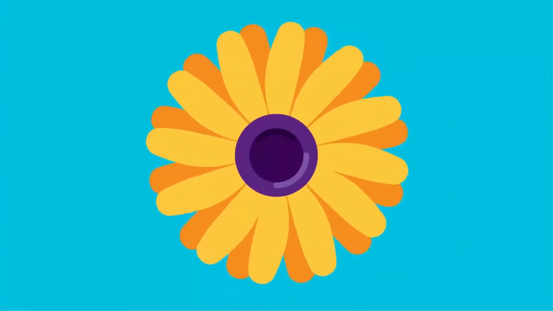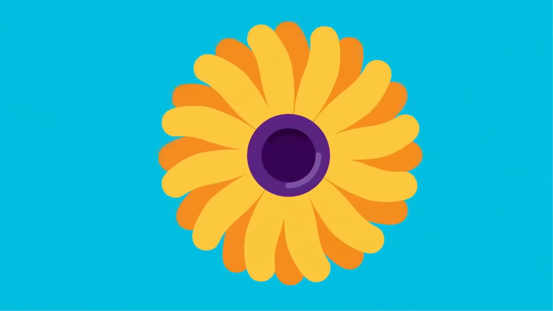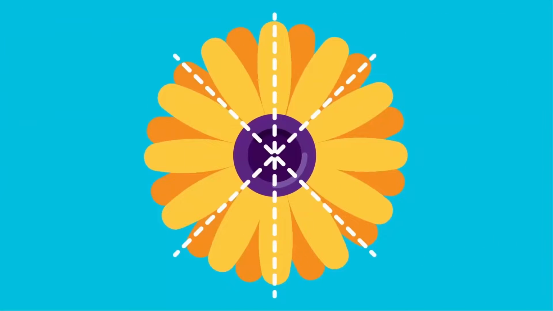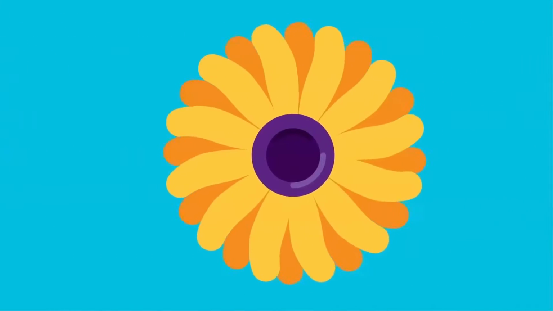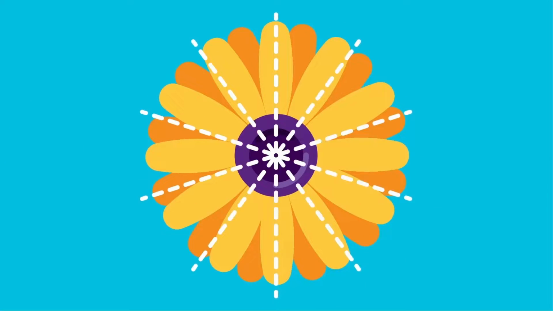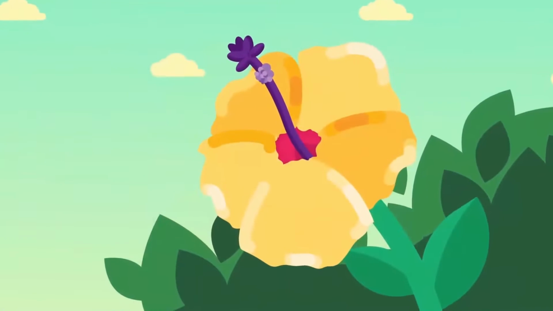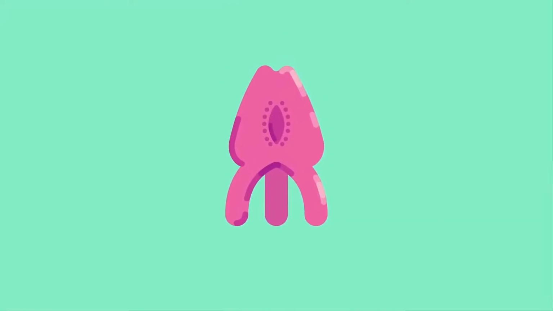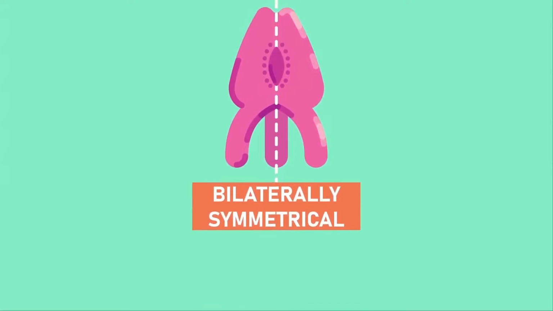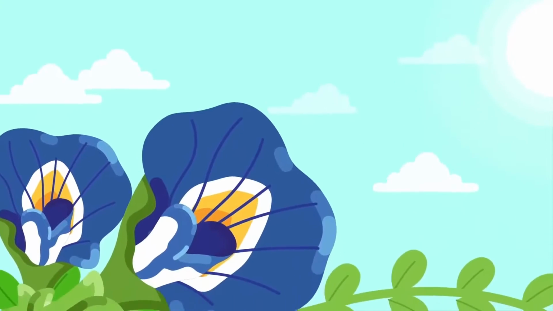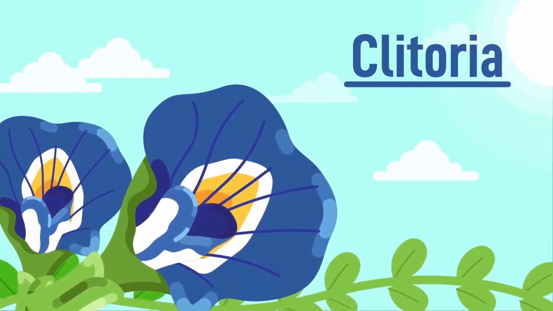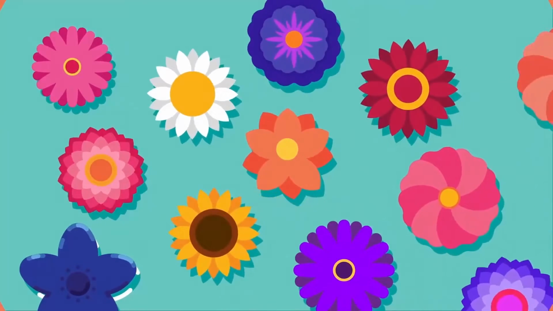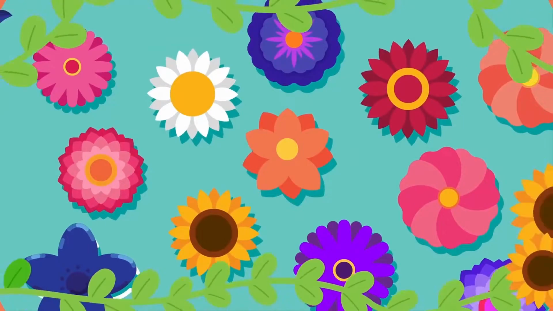Flowers which can be divided into two equal halves along more than one longitudinal plane, passing through the center of the flower, are regular or radially symmetrical flowers. An example of this includes the beautiful flower of hibiscus. Flowers which can only be halved along one longitudinal plane are described as bilaterally symmetrical, such as clitoria. All these characteristics show us the wonderful biological diversity of flowers.